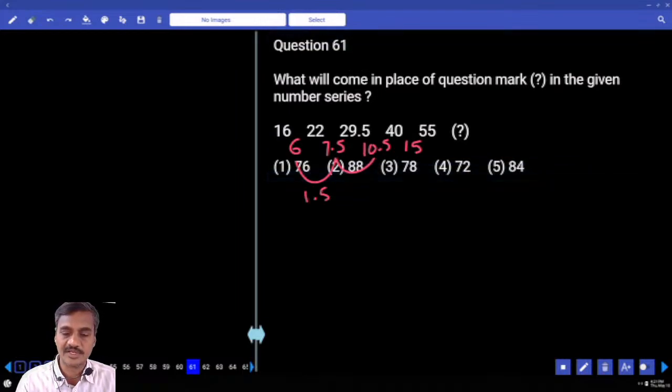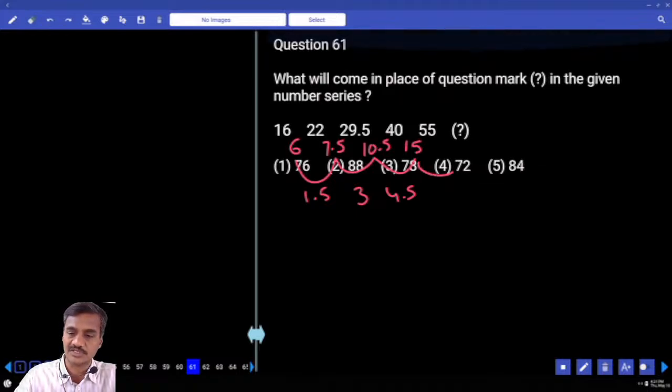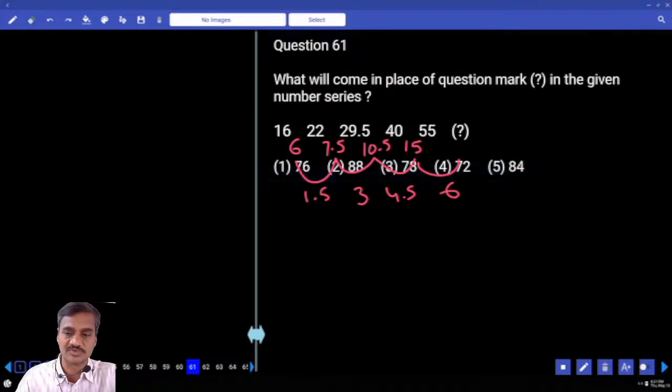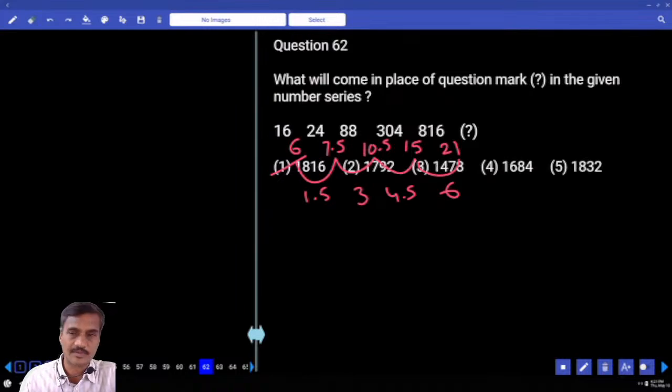And here the difference is so much? 3. Here the difference is so much? 4 point, and 1.5 into 2, isn't it? And into 2 is 3, and 1.5 into 3. Next one 1.5 into 4. How much to be added here? 16. Now 15 plus 16 is how much? 21. 21 when added to 55, the answer is 76. Choice 1, question number 61.